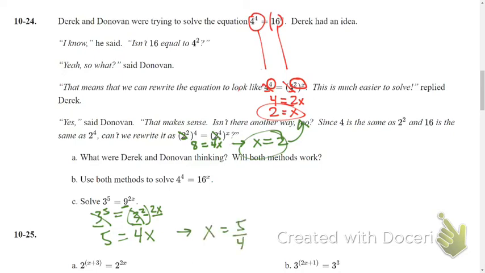Okay. So this is a really handy trick for you guys to keep in your back pocket. You will definitely see a lot more of this once you get to Algebra 2.